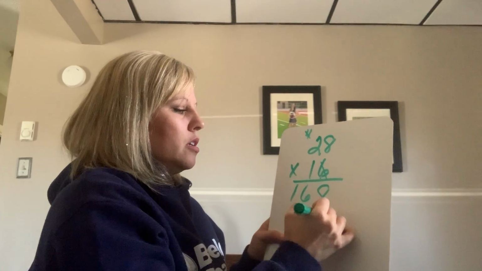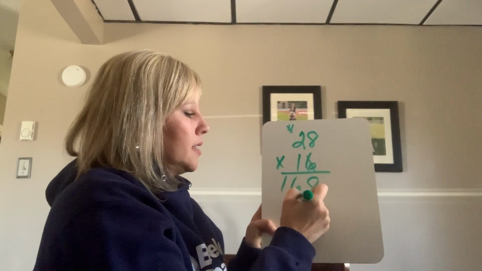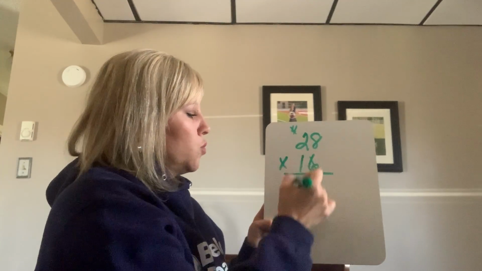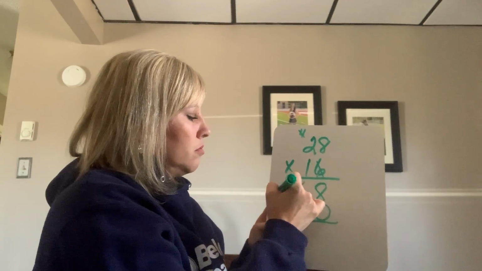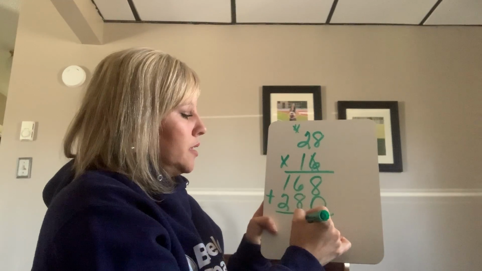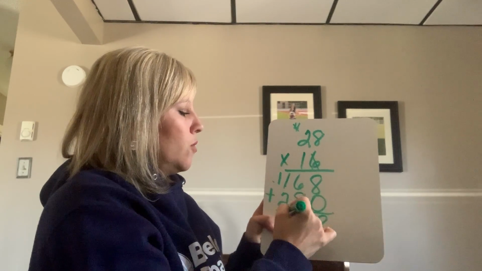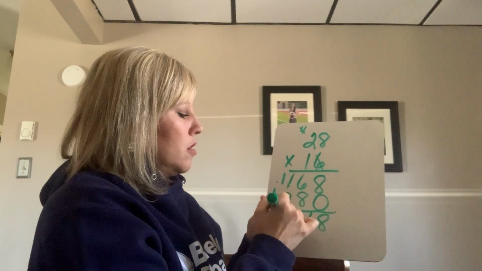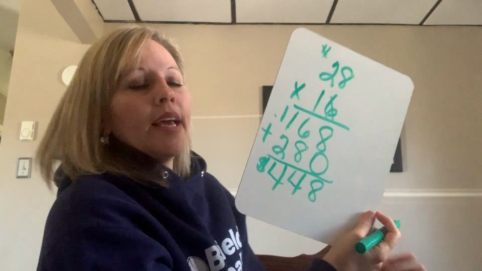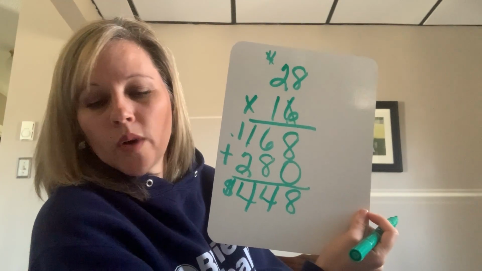I'm finished. Put your place value zero in your ones place. 1 times 8 is 8. 2 times 1 is 2. Add. 8 and 0 are 8. 8 plus 6 is 14. Carry your 1, 2, 3, 4. So on the chairs, 28 chairs at $16 each is $448.